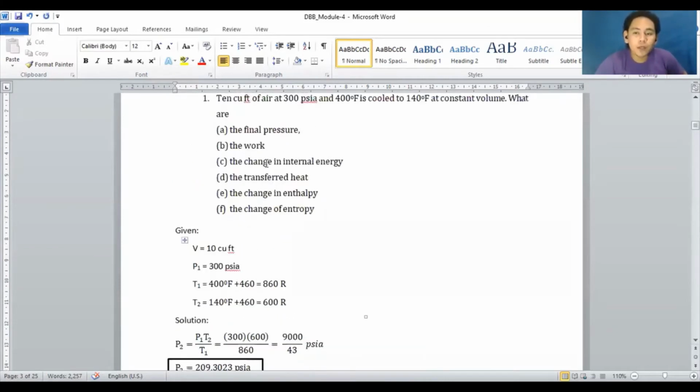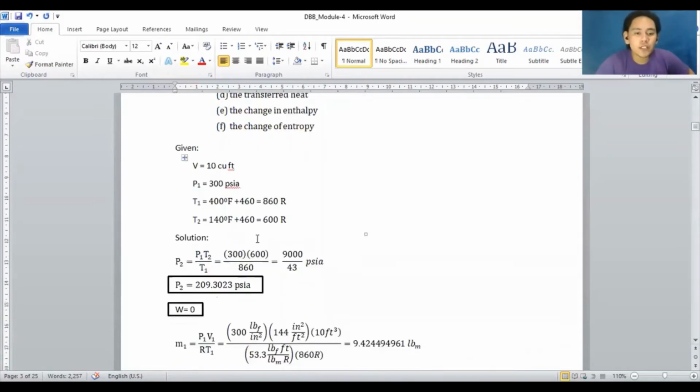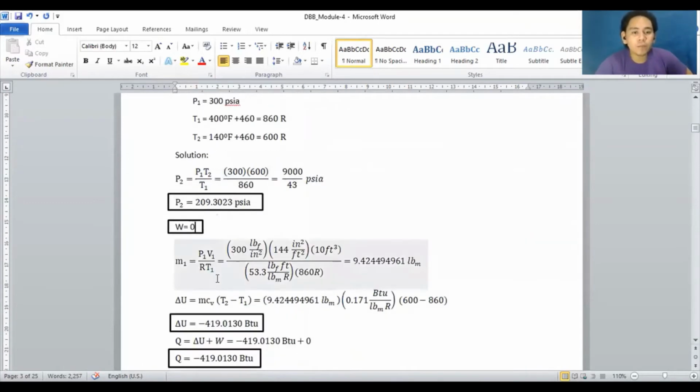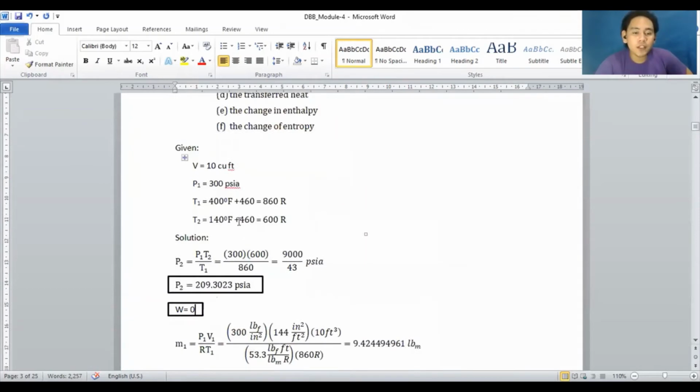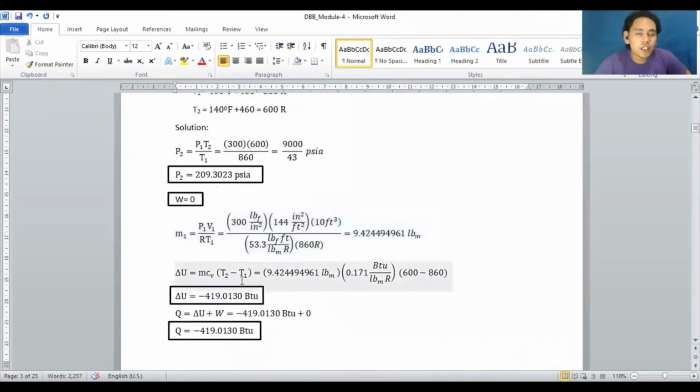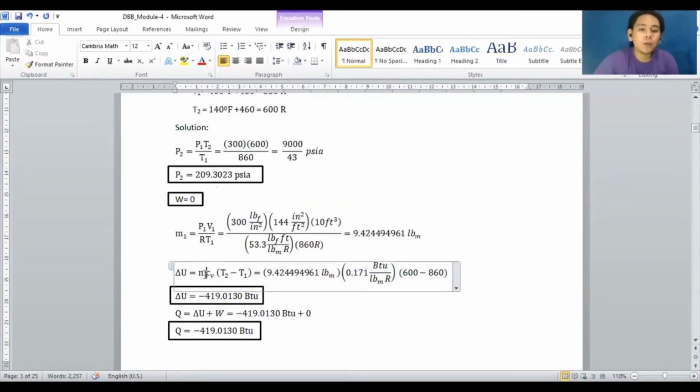Now, next, what is the work? Since it is constant volume, in an isometric process, the work is 0. Now, next, what is the change in internal energy? The equation for the change in internal energy is delta U equals m cv delta T. Before we proceed to substituting all the constants in our formula, we first have to find the value for the mass.